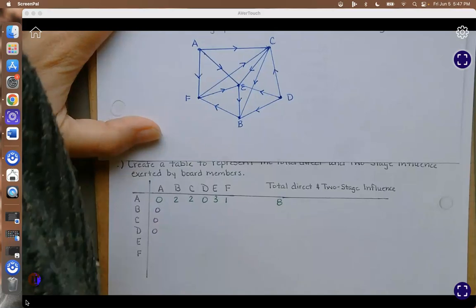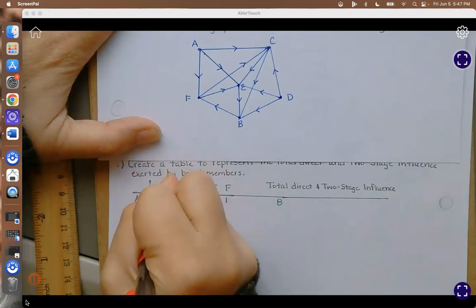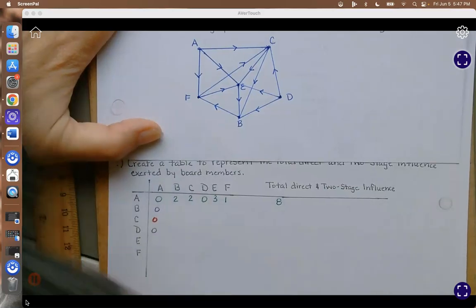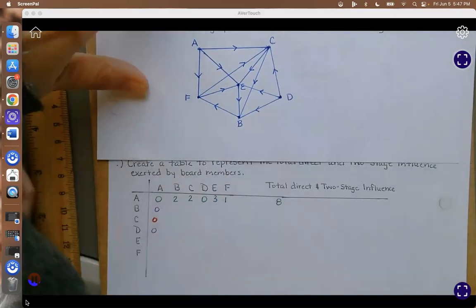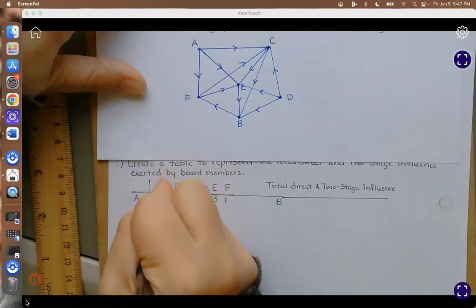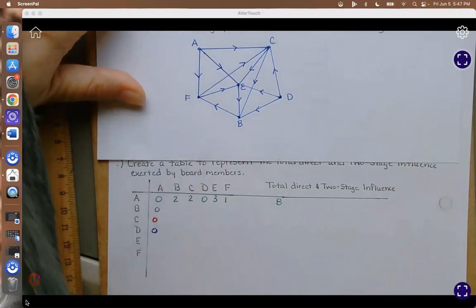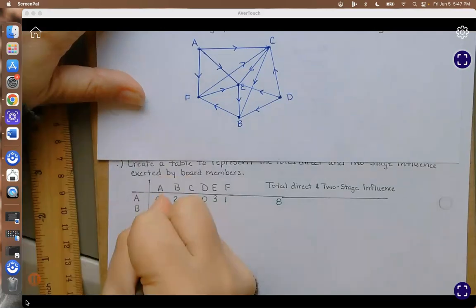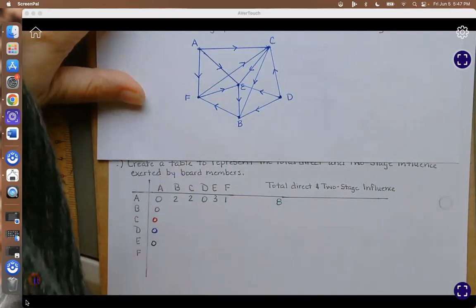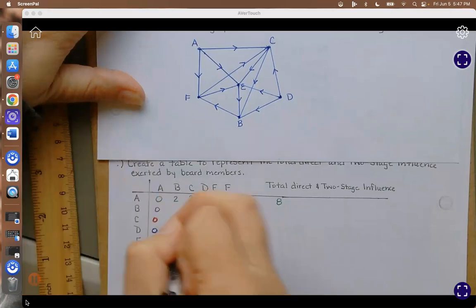Well, I guess I should have done them in different colors, shouldn't I? Where did my blue pen go? And then my black pen. And then I'll just use my pencil.